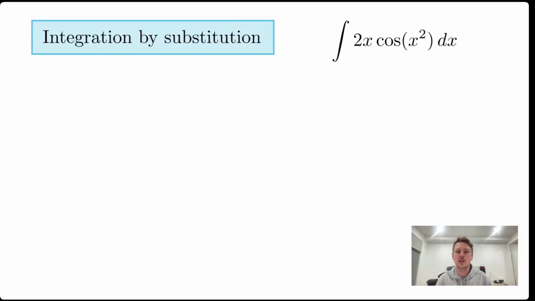If we look at this, 2x multiplied by cos x squared dx, we can see that in the integral we've got an x squared, but we can also see that the derivative of x squared is 2x. And so when you've got that kind of situation, you can use this substitution technique.